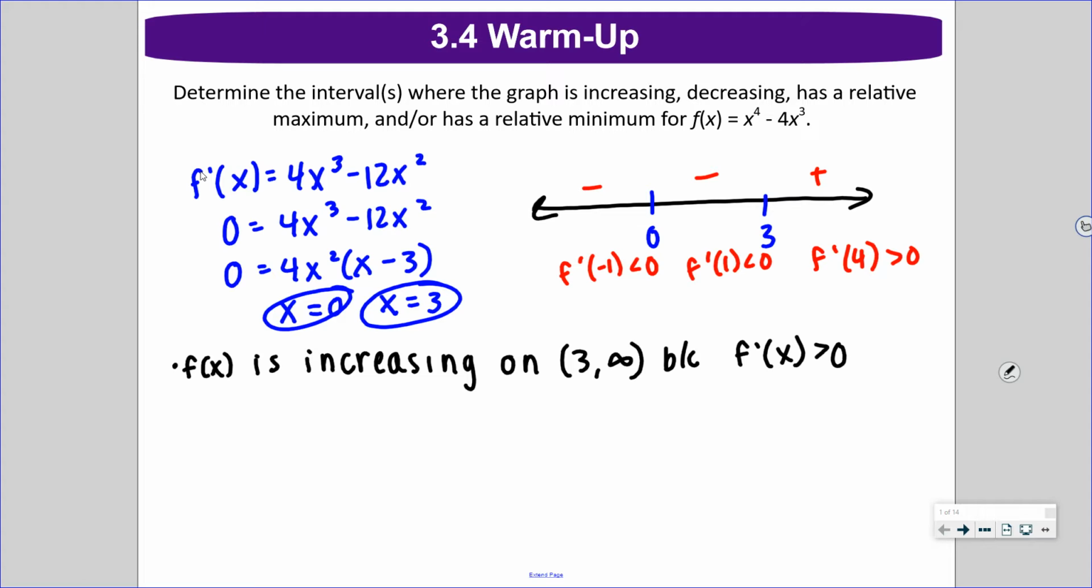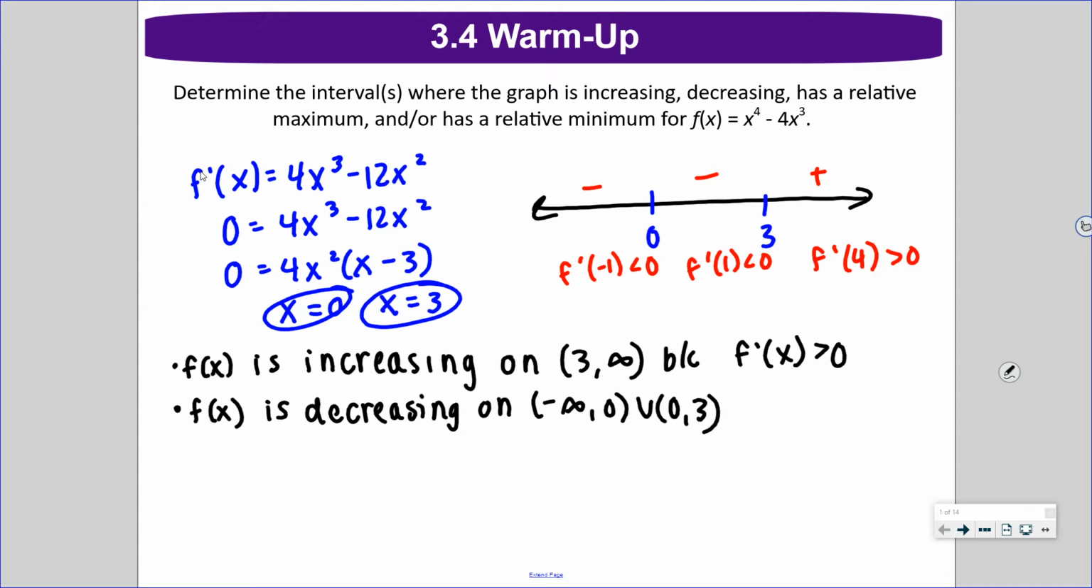All right, now decreasing. Hopefully you didn't group this interval all together because technically it's not decreasing at 0. Technically it's constant at 0. So you would have to separate those into 2 separate intervals. So you'd say on -infinity to 0 and then 0 to 3. You can't group those together because the derivative is negative.